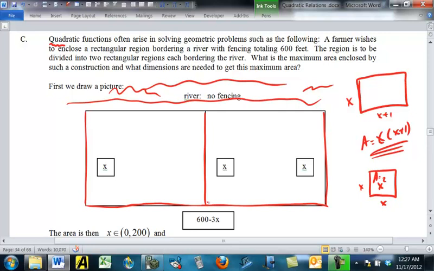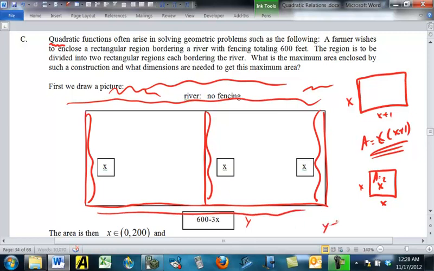Make rectangles. Well, we have 600 feet of fencing altogether. You're going to have x here, and x here. And so then whatever's left, maybe we'll call it y here. We know y plus 3x has got to be 600. So y is 600 minus 3x. So that's what I have here.